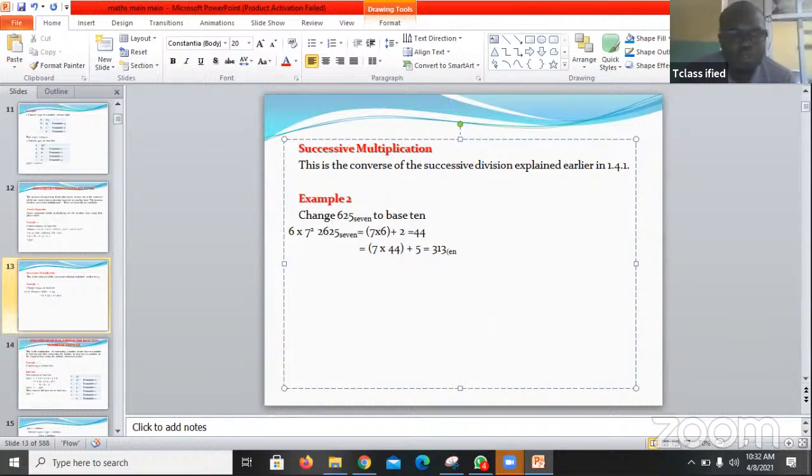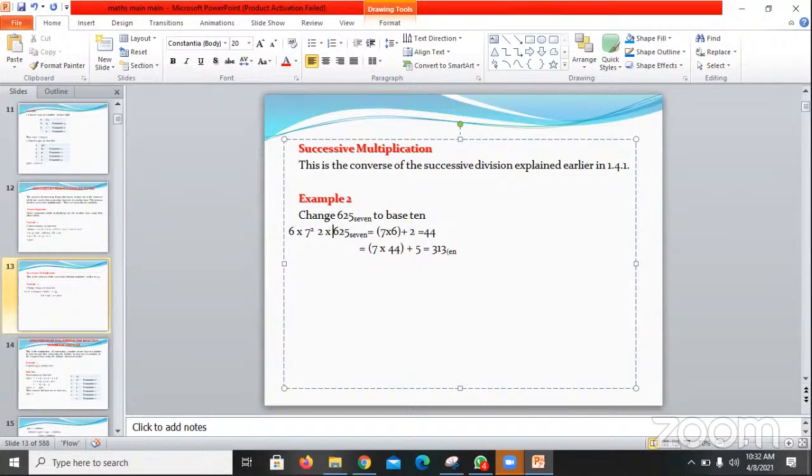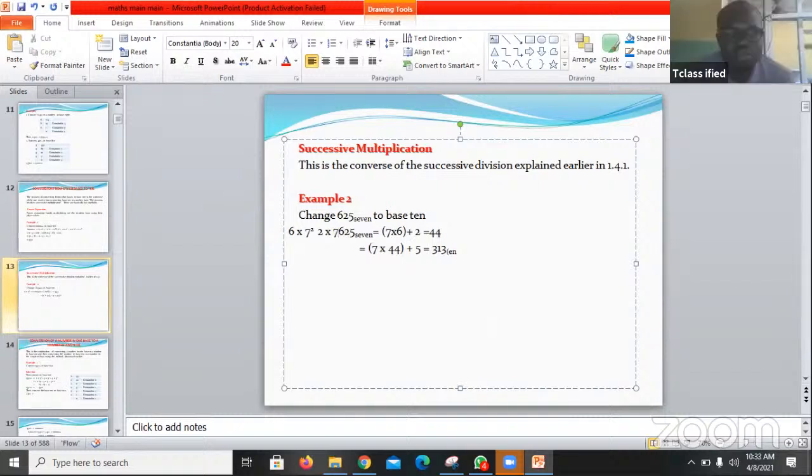So 2 times what? 2 times 7 raised to what power? 1. The base is 7, raised to power 1. 7 to power 1. Good.